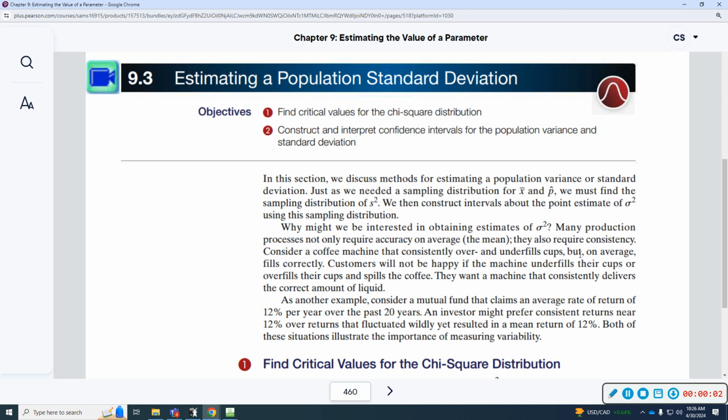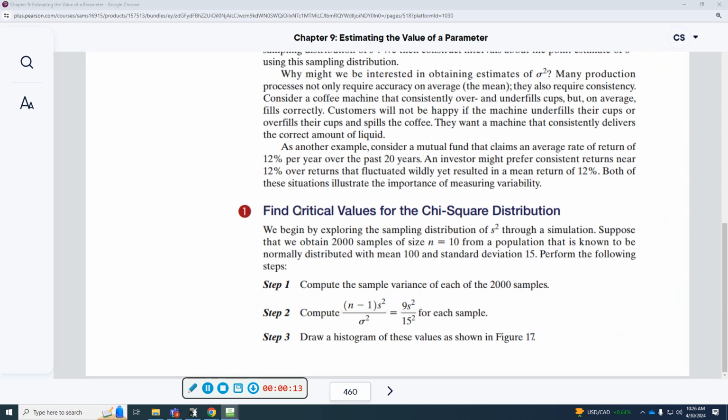All right, today we're going to be looking at 9.3, estimating a population standard deviation. So it says standard deviation, but a lot of times we'll be using the variance. So you got some reading here. We're going to be using the chi-square distribution. We're going to find, I'll say chi-square.